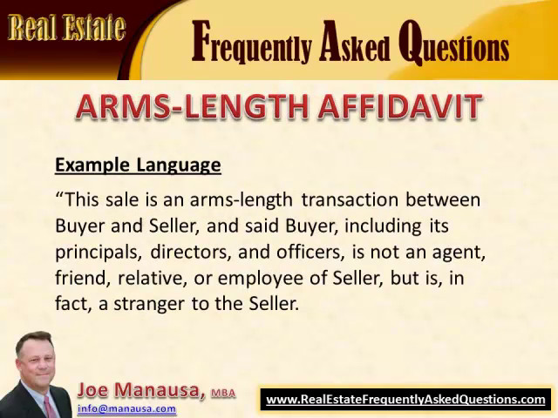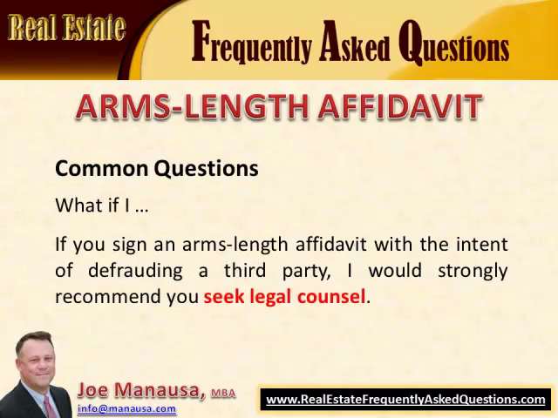Here's some example language. This sale is an arm's length transaction between buyer and seller, and said buyer, including its principals, directors, and officers, is not an agent, friend, relative, or employee of seller, but is, in fact, a stranger to the seller.